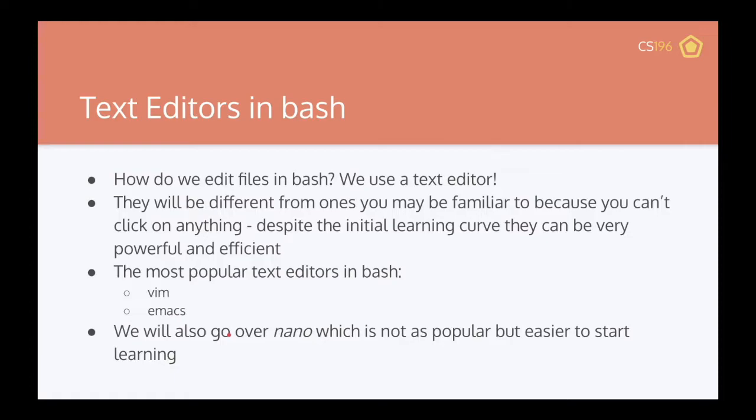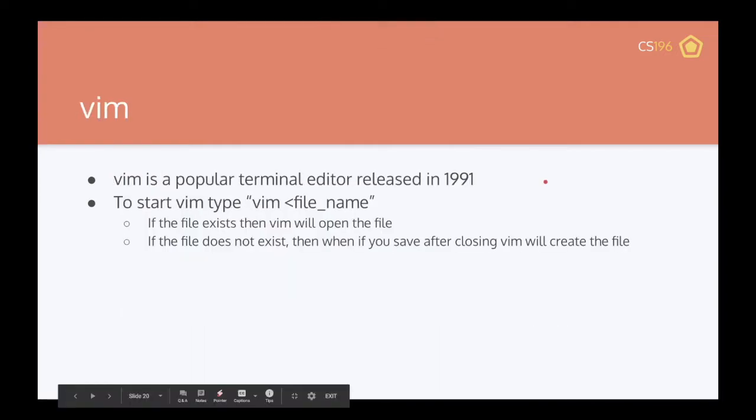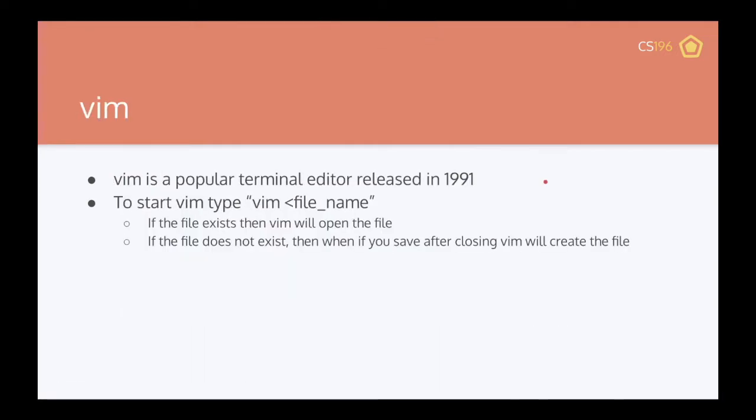We'll also go over Nano, which is not as popular as these two, but it's definitely the easiest one to start learning, and the one I started learning with first. So let's start off with Vim. Vim is a popular terminal editor that was released in 1991. So you start by typing Vim followed by a file name. If the file exists, then Vim will open the file, but if it doesn't exist, then if you save after closing Vim, it'll create that file.